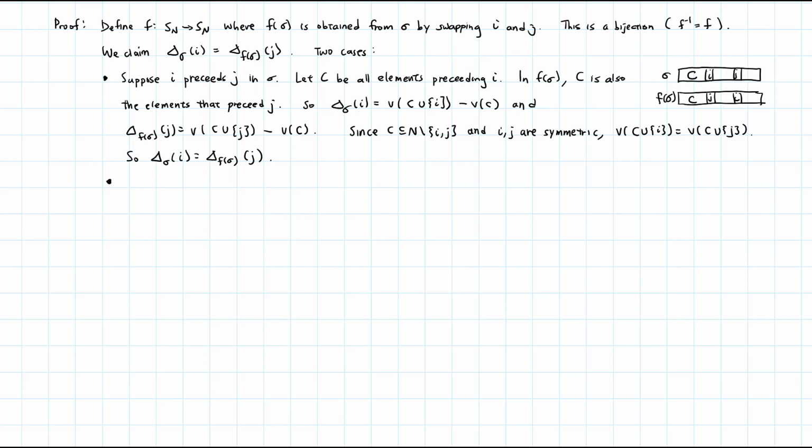In our second case, suppose j precedes i in sigma. We let C be all the elements preceding i except for j.